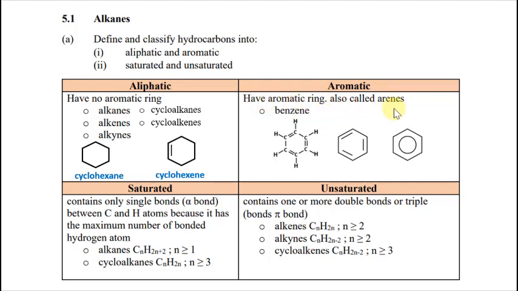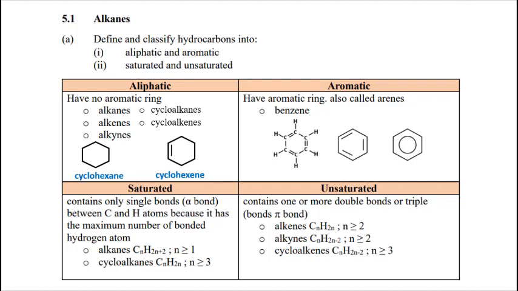It is also called an arene ring. Benzene is one of the examples of aromatic compounds. So cycloalkanes and cycloalkenes are not considered aromatic compounds because they have no aromatic ring. We will discuss aromaticity further in chapter 6.